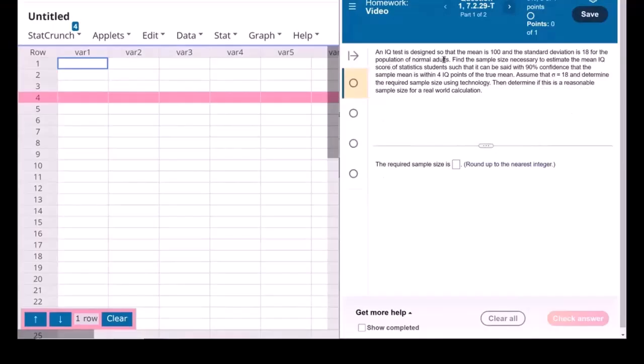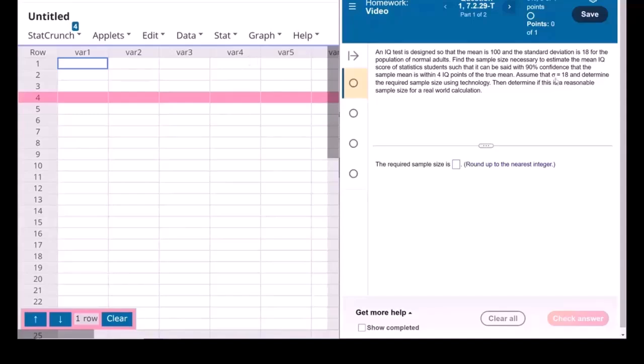An IQ test is designed so that the mean is 100 and the standard deviation is 18 for the population of normal adults. Find the sample size necessary to estimate the mean IQ score of statistics students such that it can be said with 90% confidence that the sample mean is within 4 IQ points of the true mean. Assume that sigma equals 18 and determine the required sample size with technology. Then determine if it is a reasonable sample size for a real-world calculation.